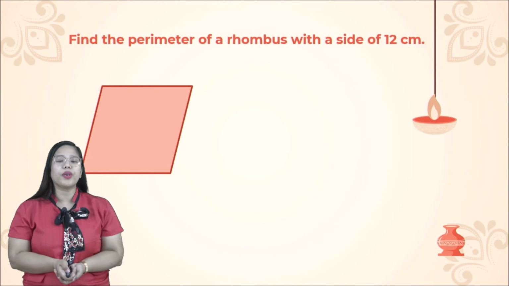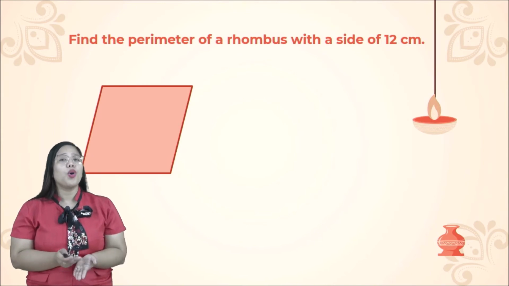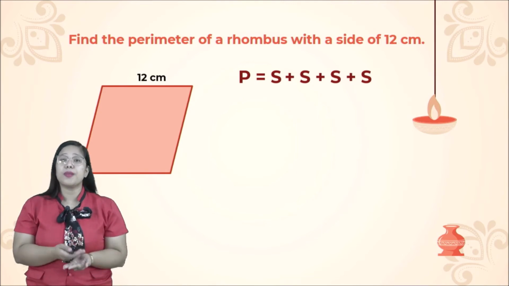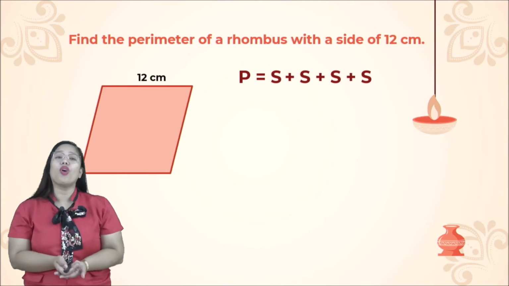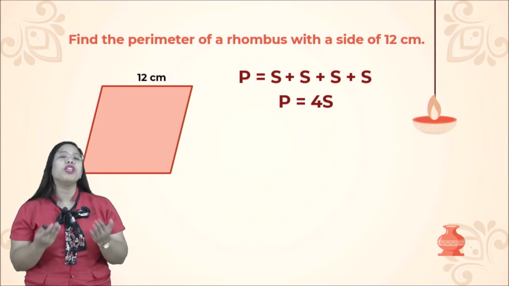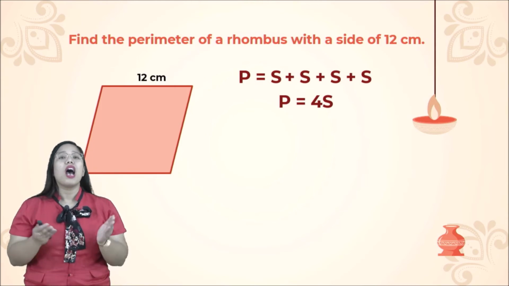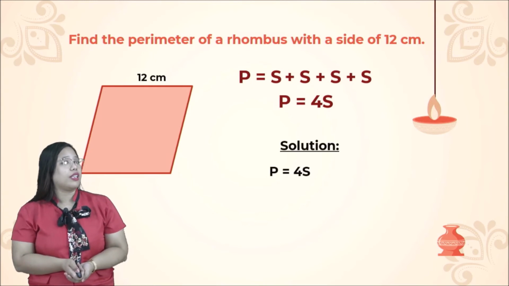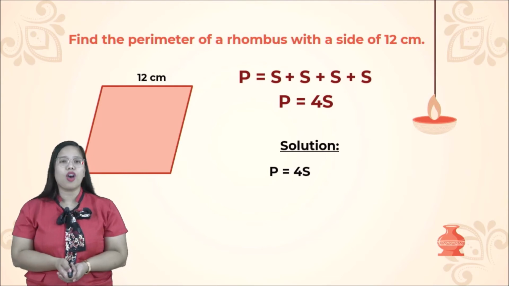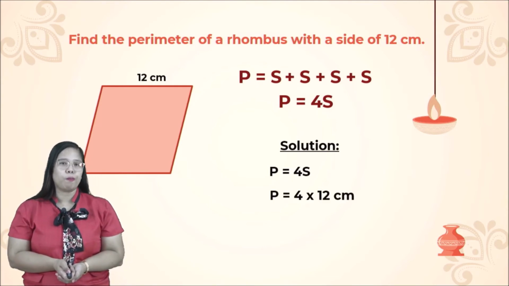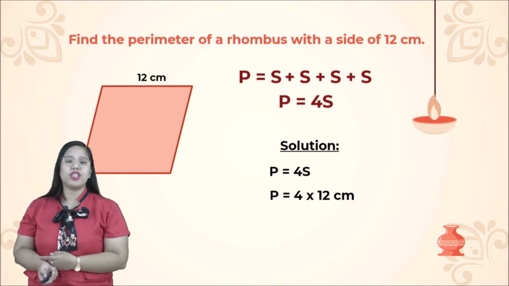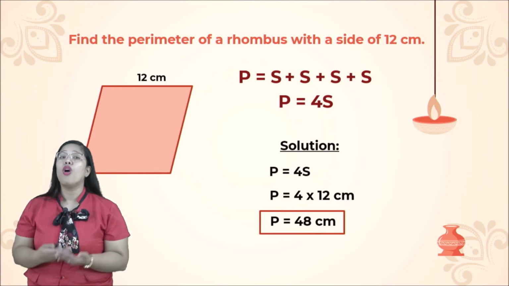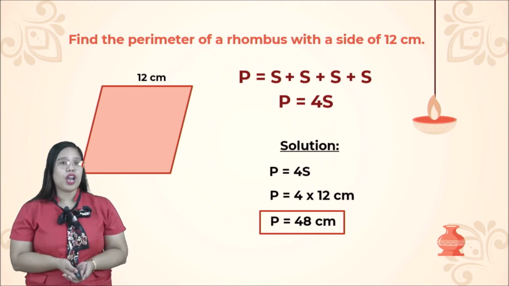So to find the perimeter of this rhombus, we are using the formula again, S plus S plus S plus S, or simply perimeter equals 4S, because a rhombus has 4 equal sides. So let's find out now. We will just substitute the value of S, which is 12 centimeters. So 4 times 12 centimeters will become 48 centimeters, and our answer is 48 centimeters as the perimeter of a rhombus.